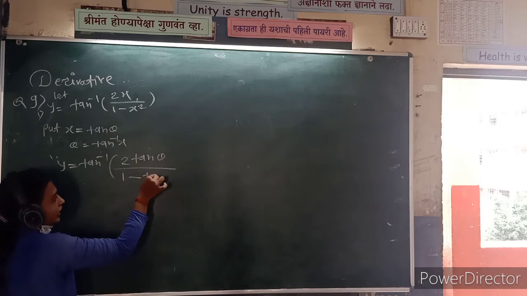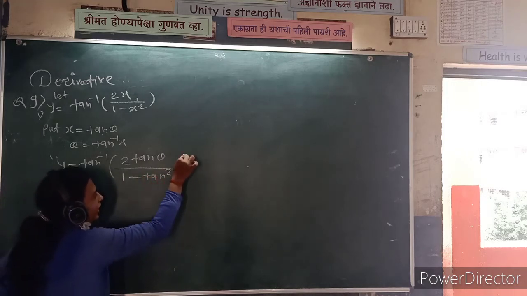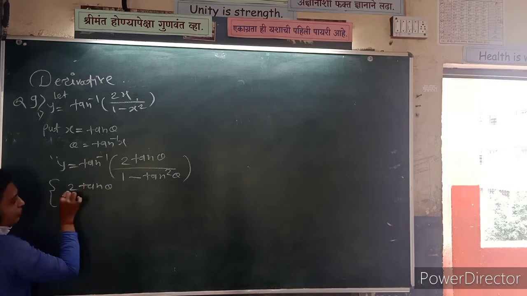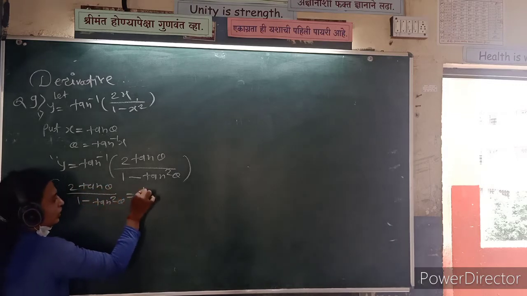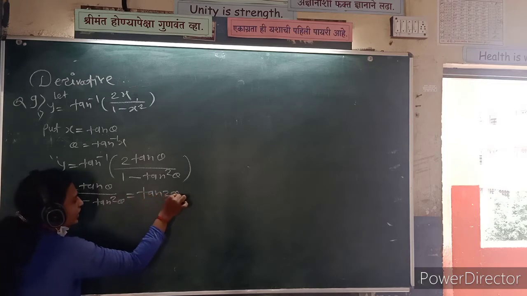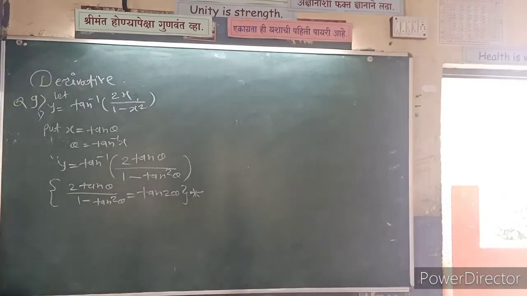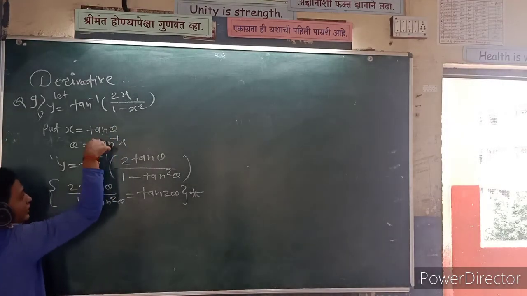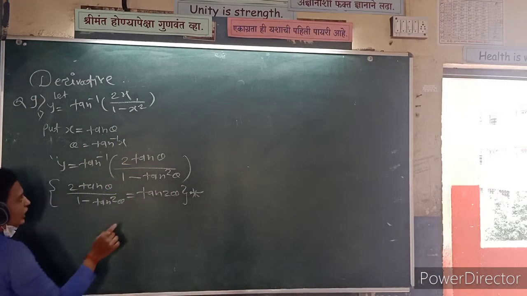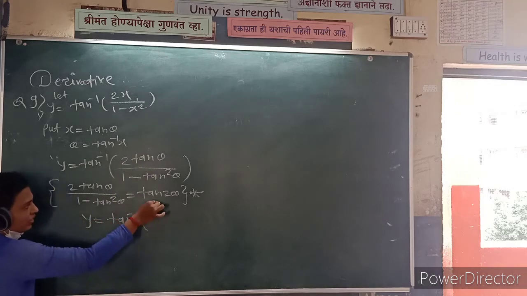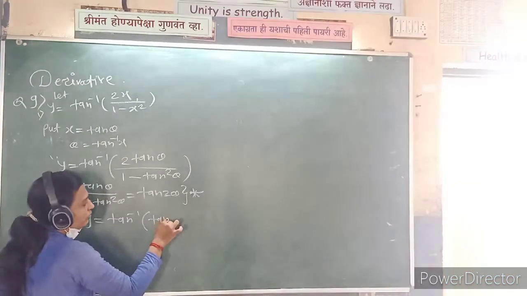X square means what we get? Tan square theta. And just remember, 2 tan theta upon 1 minus tan square theta equal to tan of 2 theta. Learn this formula all. Okay. Then, what we get here? This total term converted to tan of 2 theta. So, y equal to tan inverse of here tan of 2 theta.